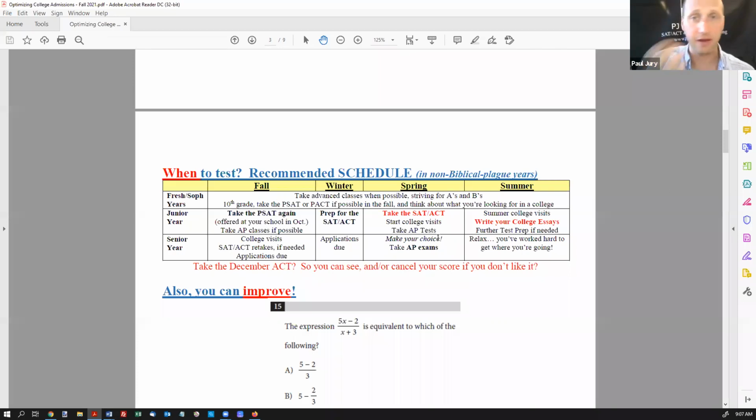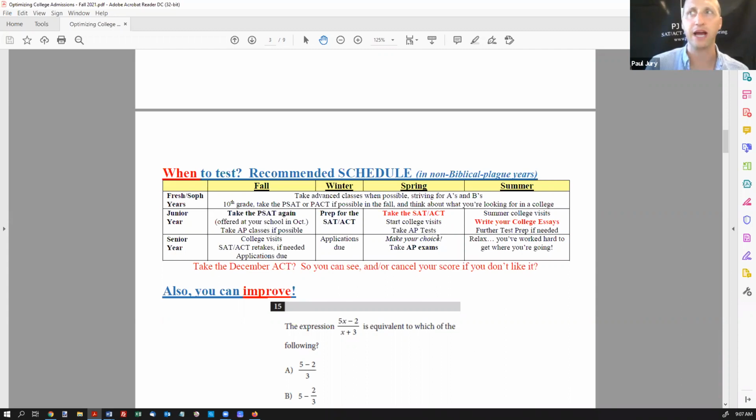Freshman and sophomore year, if you have an opportunity to take the PSAT, you should do that. But remember, the PSAT doesn't even count for anything until you're a junior. And even as a junior, it's just for National Merit and practice. And so you should definitely do it.